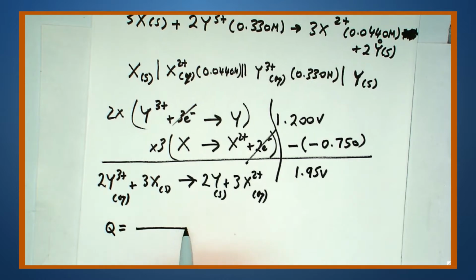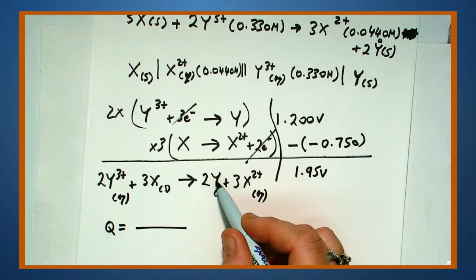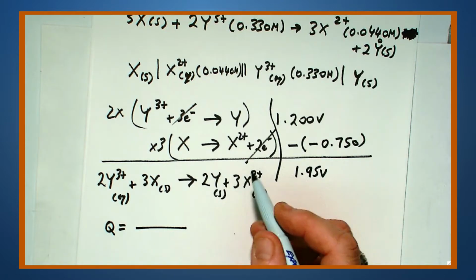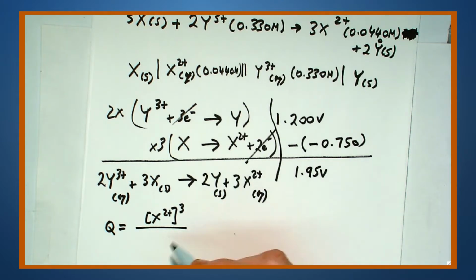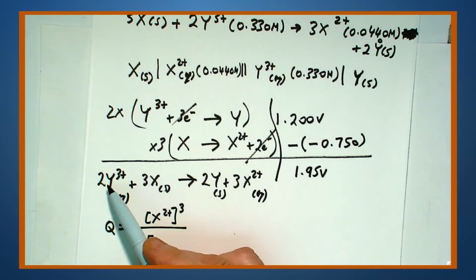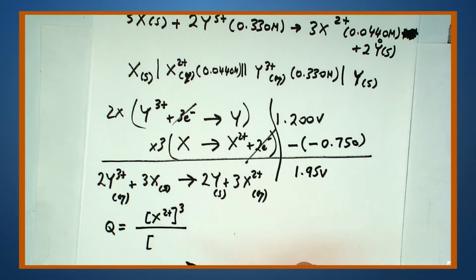So we've got products over reactants. This one's a solid, so it doesn't feature, its activity is 1. Then we have X2 plus, and it's to the power of 3, because its stoichiometric coefficient is 3. Then on the bottom, this is a solid. Sorry, bad handwriting. This is a solid, so its activity is 1. And then we've got Y3 plus, and we square it. Might as well plug the numbers in.